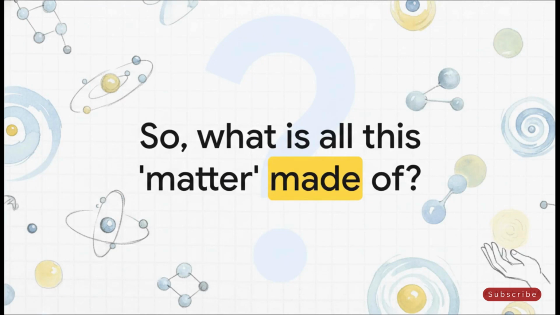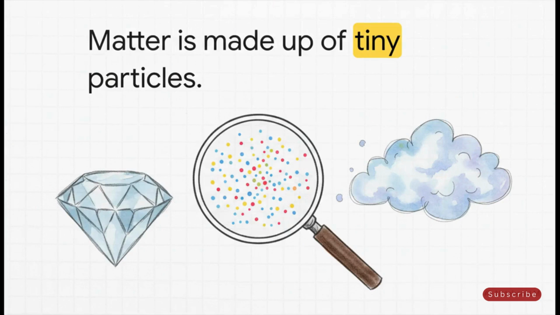Okay, so that's the next logical question, isn't it? If a book and the air are both matter, what are they actually made of? What are the building blocks? And the answer? It's actually way simpler than you might think. Everything, from the hardest rock to the air we breathe, is made up of these incredibly tiny particles. You can't see them with your eyes, but they're there, and the way they behave pretty much explains, well, everything.